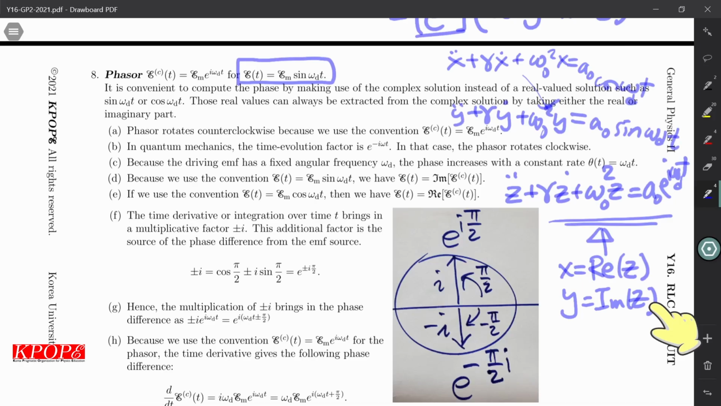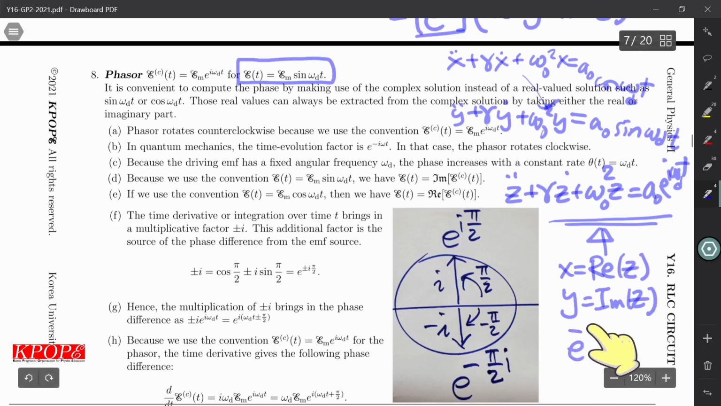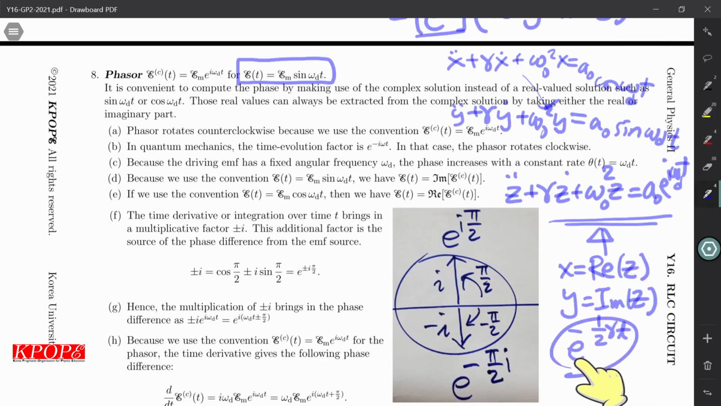As I already stated, as t goes to infinity, among the general solution, only the particular solution survives, and the corresponding solution for the homogeneous equation completely disappears because of the overall factor e to the minus gamma t over 2.